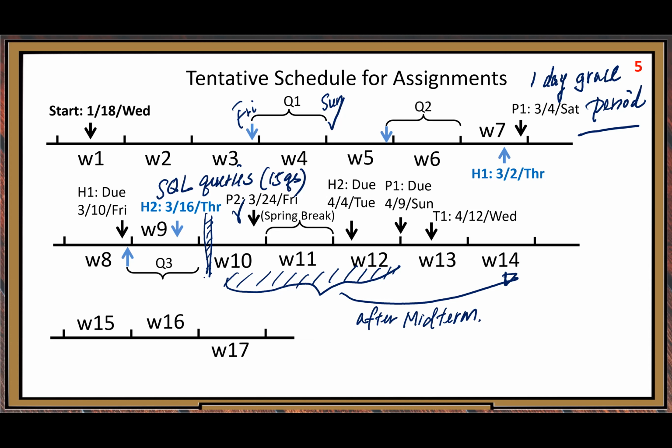All right. So then quiz number 4. After the midterm, at the end of week number 13, you will have quiz number 4. Then homework assignment number 3 is assigned April 20th, Thursday. The due date is April 30th, Sunday.